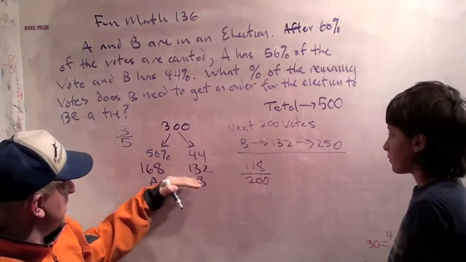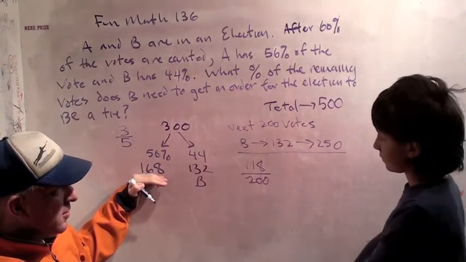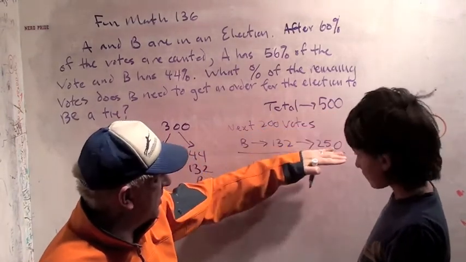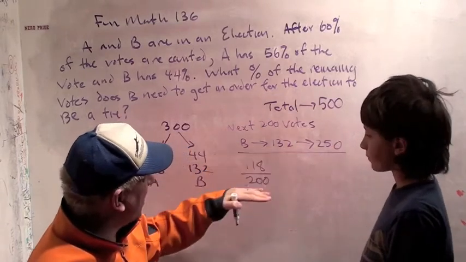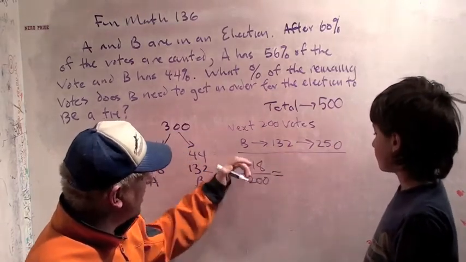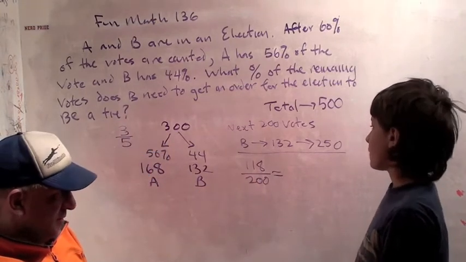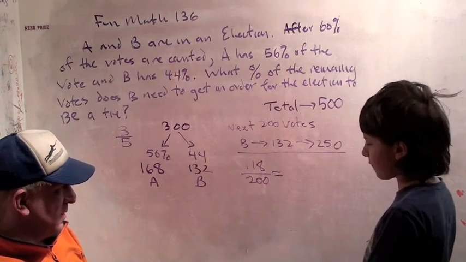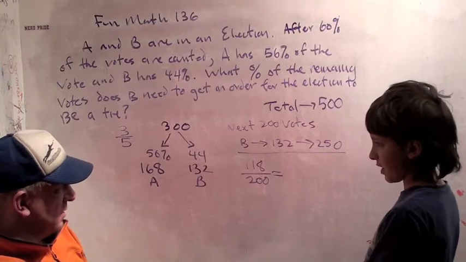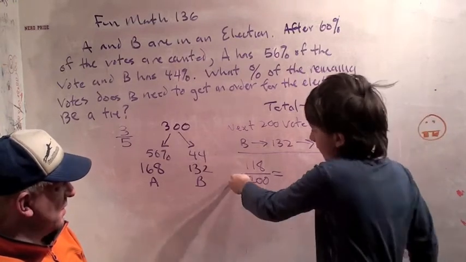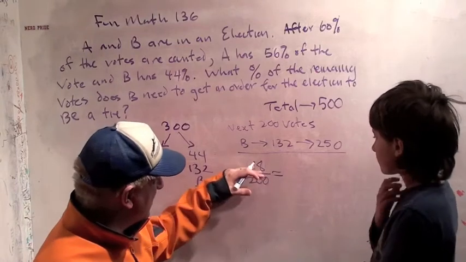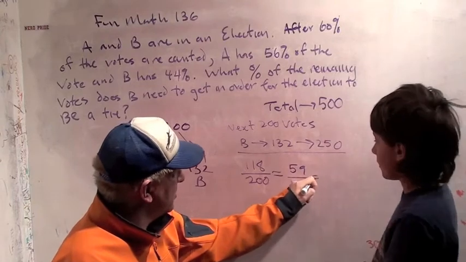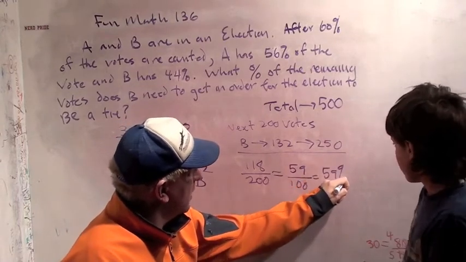It's not that B needs 36 to catch up. In order for it to be a tie, B needs half of 500 votes, so B needs 250 votes. And what is 118 out of 200 as a percent? It's 59%. How did you figure that out? I just divided the top and bottom by 2. This is the same fraction as 59 over 100, which is 59%. And that's the answer to this.